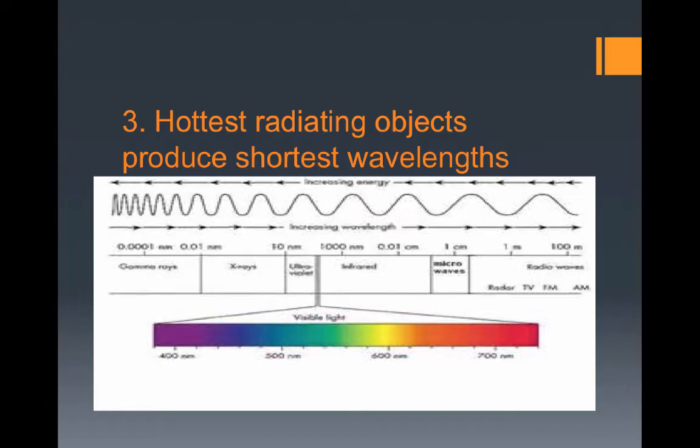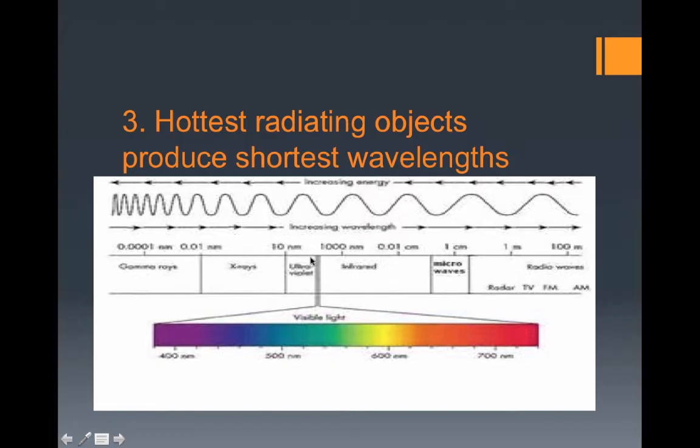3. Hottest radiating objects produce the shortest wavelengths. So in the electromagnetic spectrum, which is what this is, we have our wavelengths. It's likely you've seen this somewhere before. Different things produce different wavelengths.